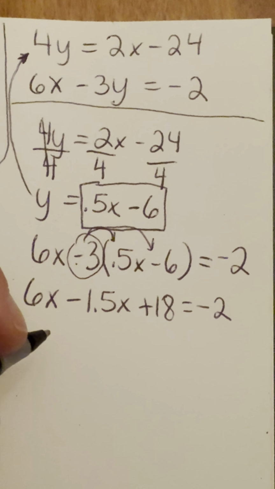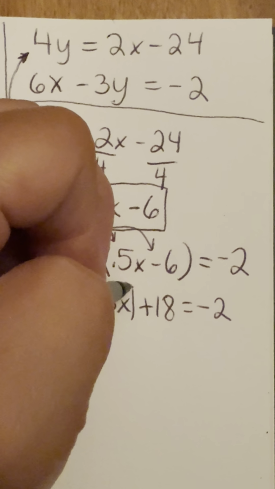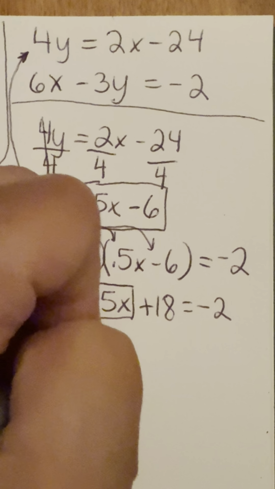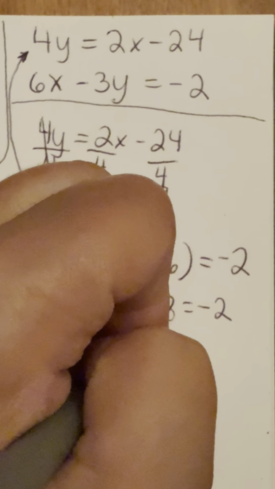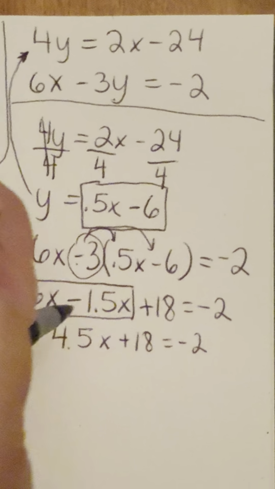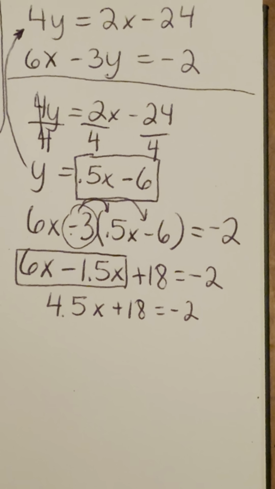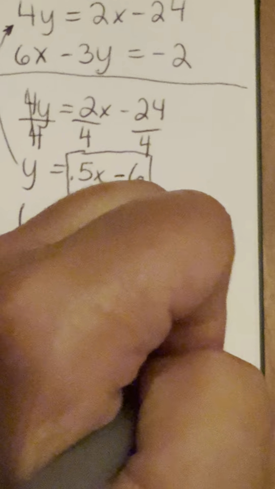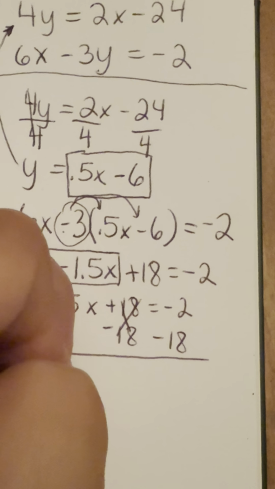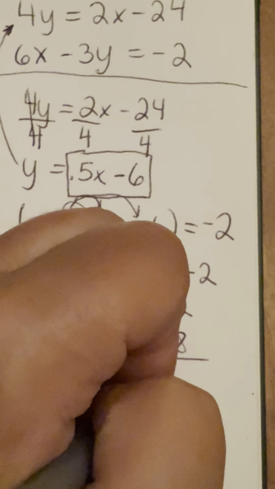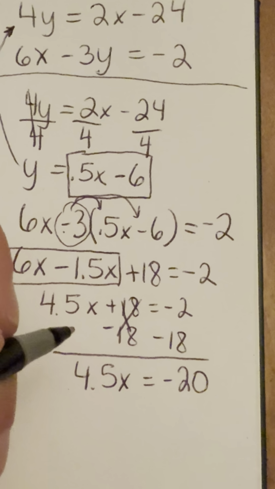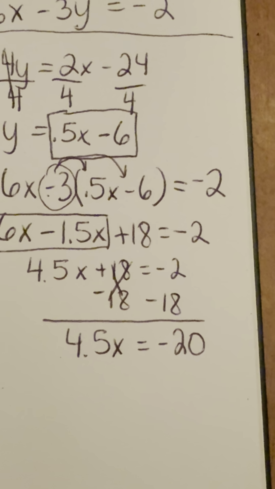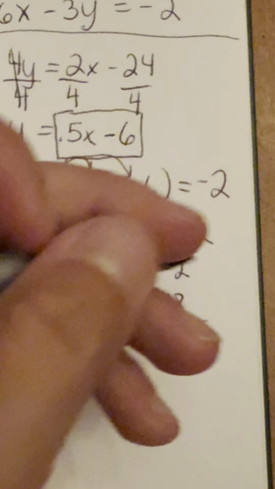Now, I want to combine like terms, so I want to combine these two pieces right here. These are going to combine to get me 4.5x plus the 18 equals negative 2. Now, in order for me to get the x by itself, I need to do the opposite of the plus 18, which is to subtract. We're going to end up with 4.5x equal to negative 20. And then we're going to do our last step, which is to divide both sides by 4.5.